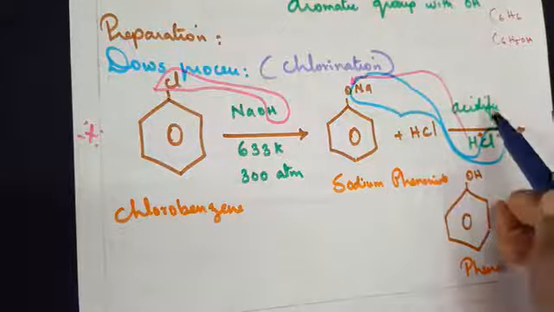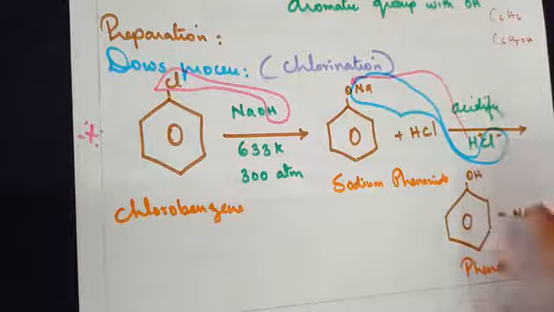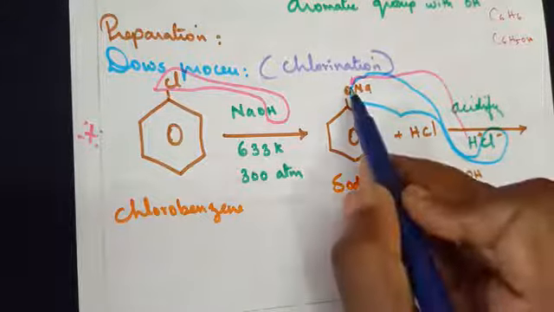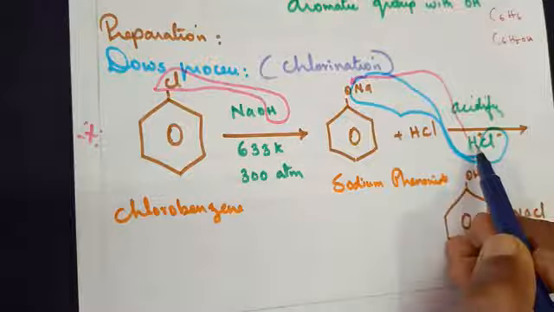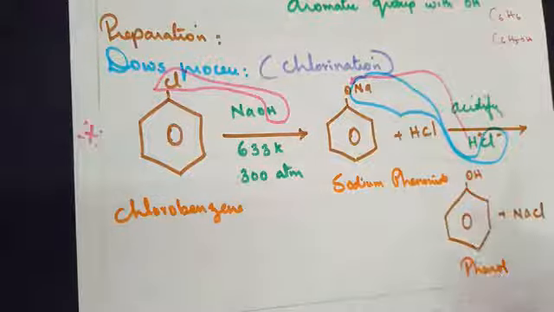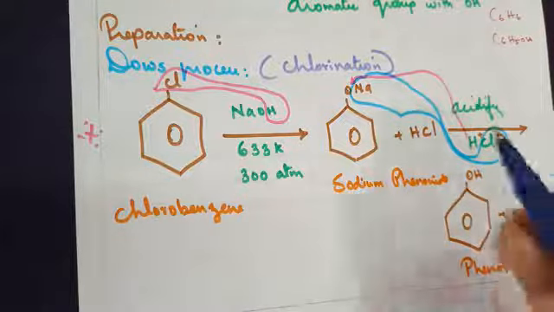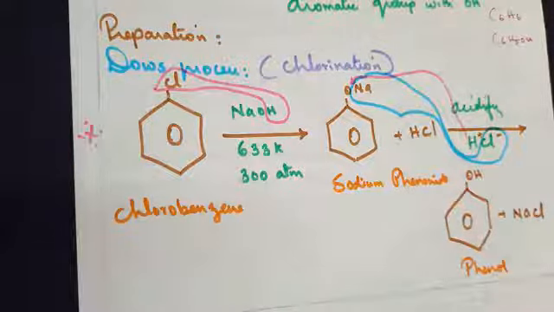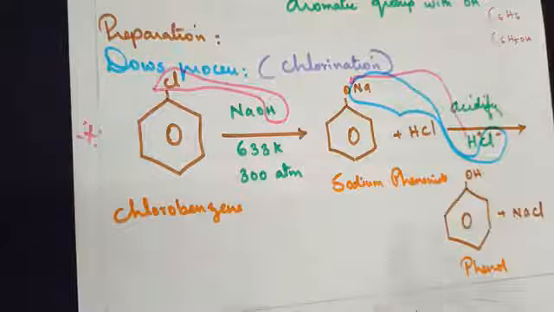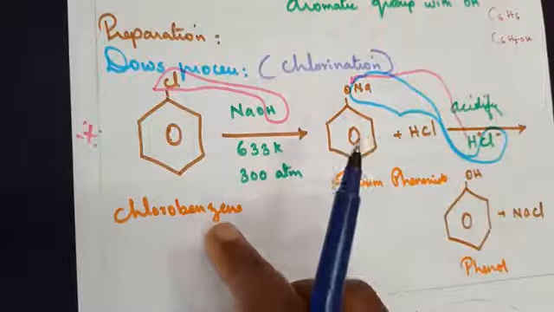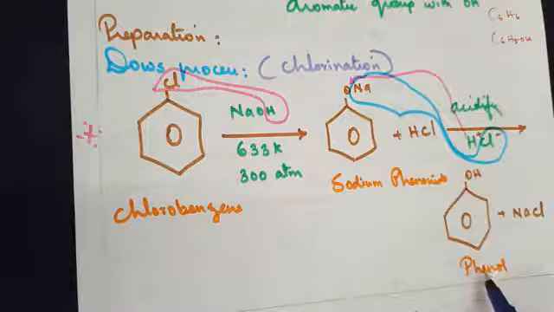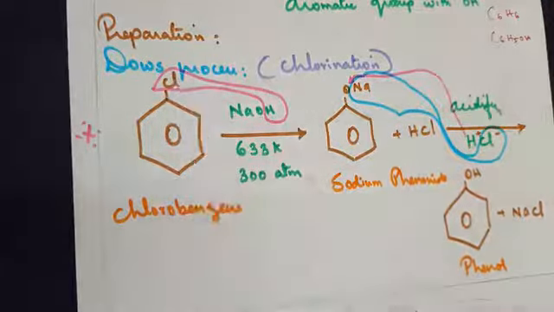Sodium phenoxide, further when we acidify it with HCl, that is H plus Cl minus, O minus will combine with H plus, giving us the formation of the product phenol. Na will combine with the Cl and will go out as sodium chloride, NaCl. So conversion of chlorobenzene into sodium phenoxide into phenol is called Dow's process.